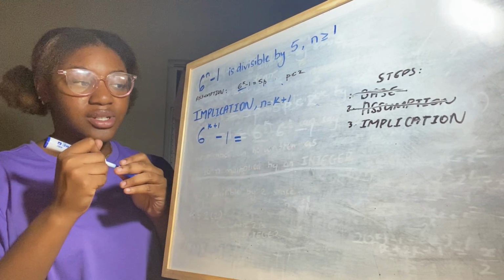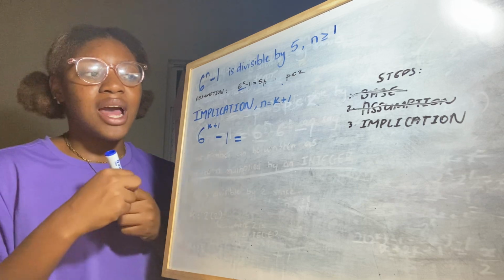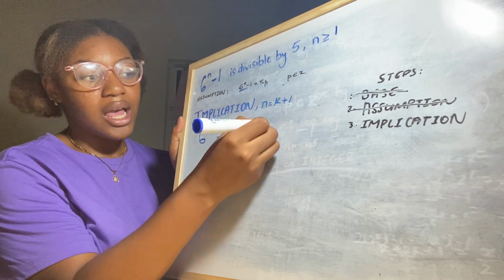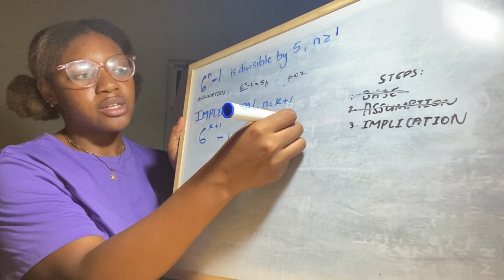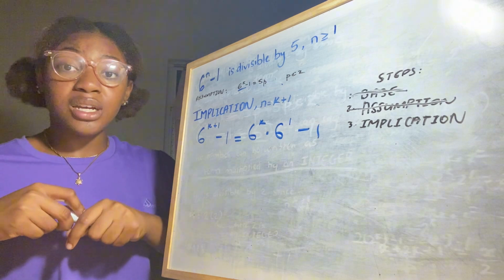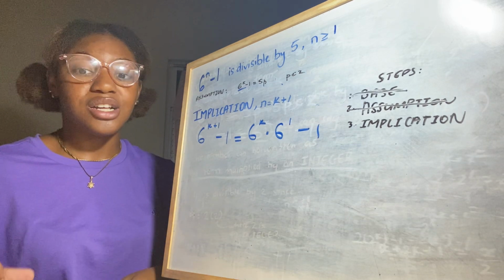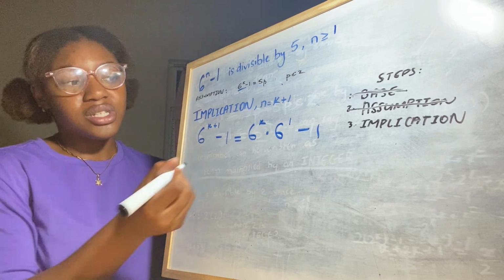And from here, you notice that we have 6 raised to the k plus 1. This can be written as 6 raised to the k times 6 raised to the 1, and then we would have the minus 1. So with the implication case, recall that you're trying to find a way to include the assumption case.